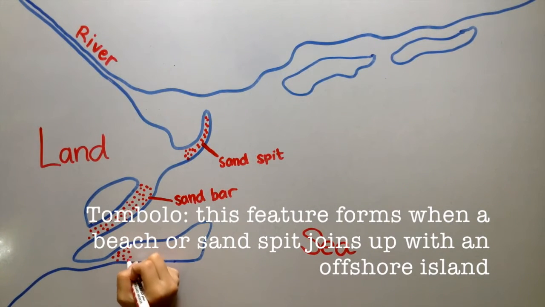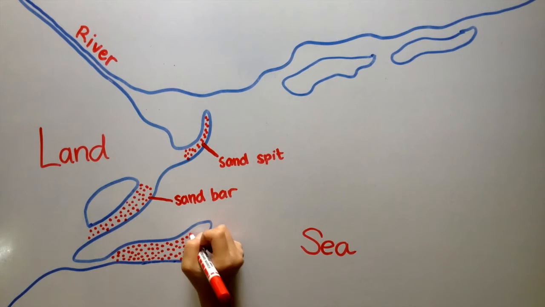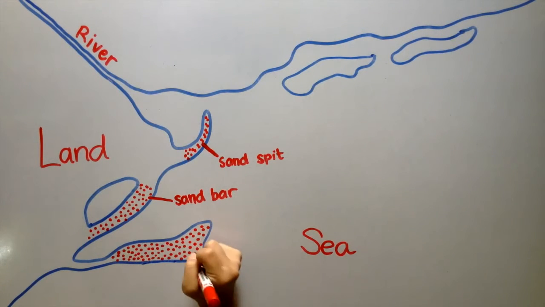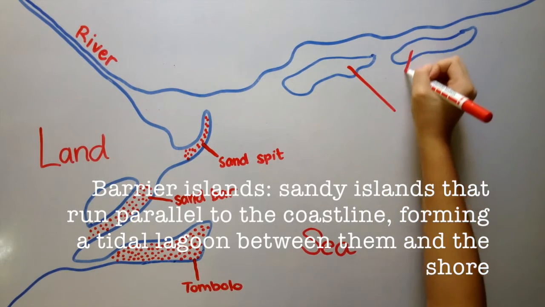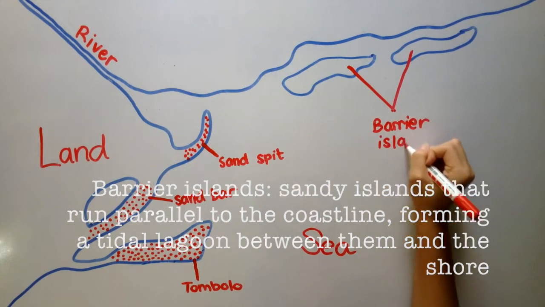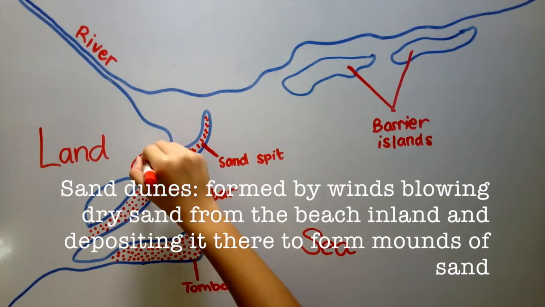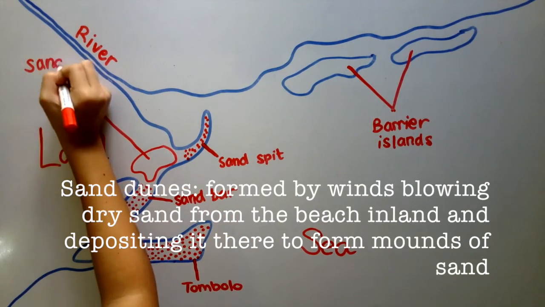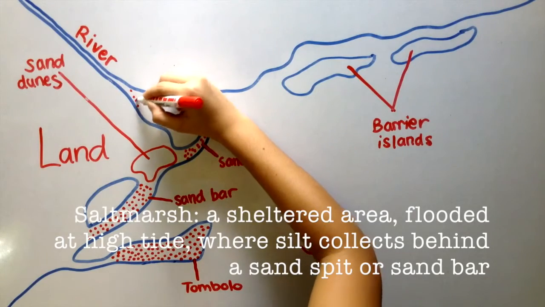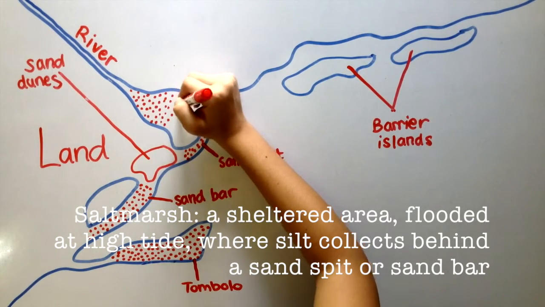Tombolo, this feature forms when a beach or sandspit joins up with an offshore island. Barrier islands, sandy islands that run parallel to the coastline, forming a tidal lagoon between them and the shore. Sand dunes, formed by winds blowing dry sand from the beach inland and depositing it there to form mounds of sand. Salt marsh, a sheltered area flooded at high tide where silt collects behind a sandspit or sandbar.